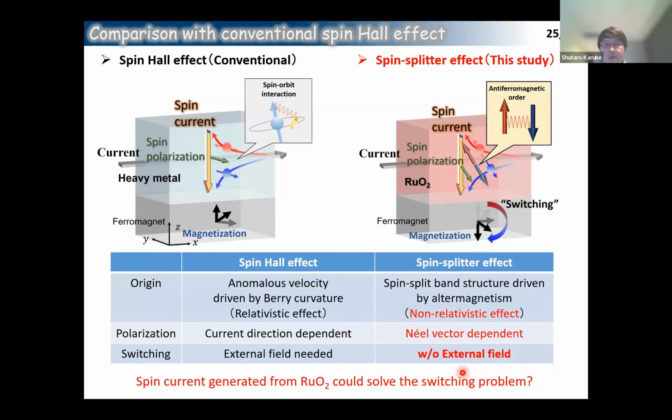This characteristic allows the spin splitter effect to overcome the challenges associated with spin current induced magnetization switching, as discussed earlier. In summary, the spin splitter effect and the spin Hall effect offer different mechanisms for generating spin current, with the former providing certain advantages in terms of the spin polarization direction, and addressing the specific challenges in spintronics applications.